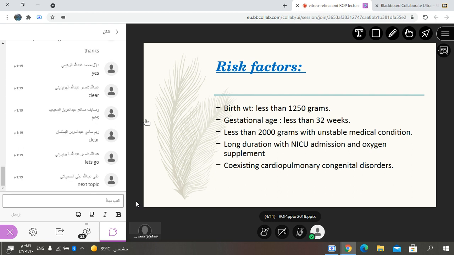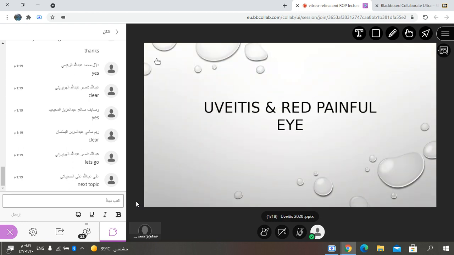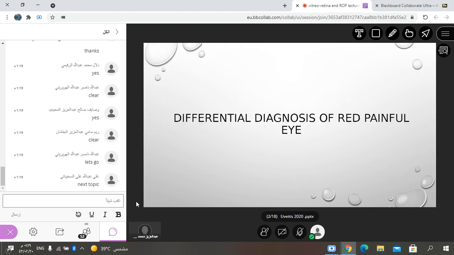Okay, next topic is uveitis. Uveitis and the red painful eye. Okay, differential diagnosis of red painful eye.